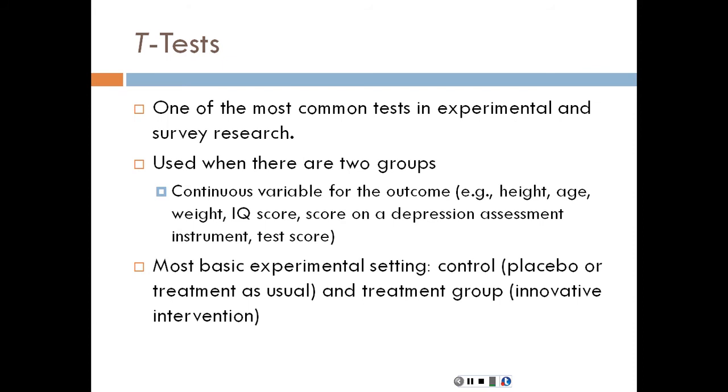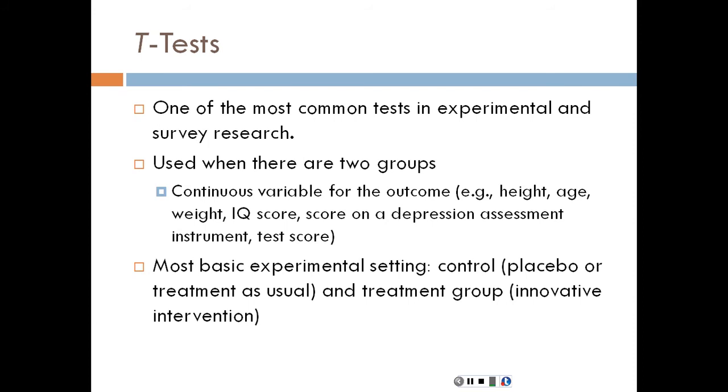A control group would get some type of placebo or treatment as usual, and then the treatment group would get some type of innovative intervention that is the focus of the study. For instance, maybe there is a new reading program being implemented at a school, and so the control group might continue using the same reading program that's normally used at the school, whereas the treatment group would then use the new reading program that's being implemented.